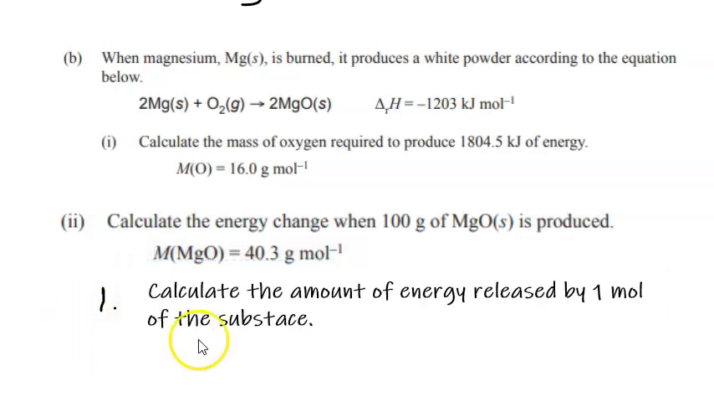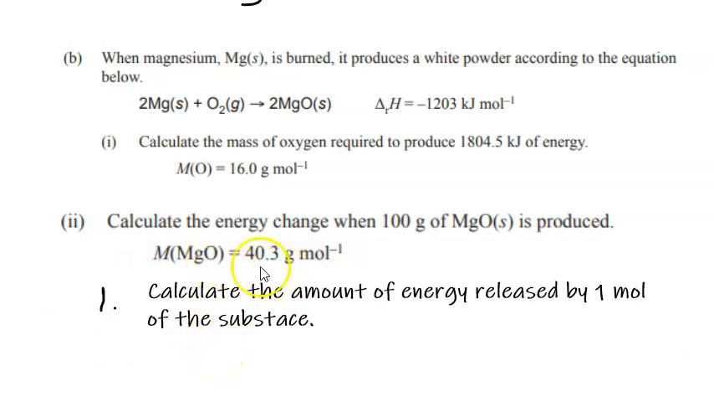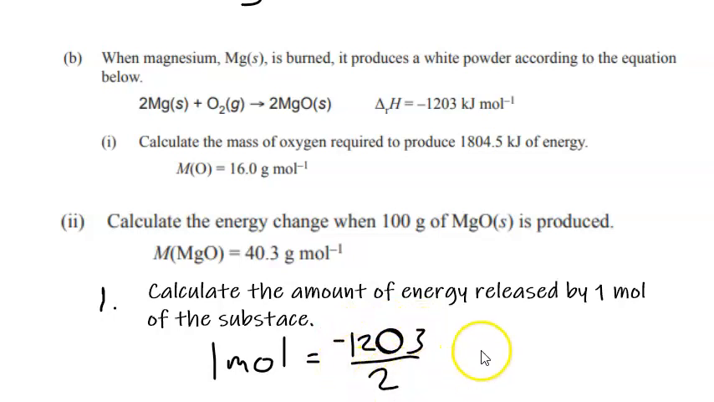Here we can see that 2 moles of magnesium oxide being produced releases 1,203 kilojoules. So we need to divide that by 2. So 1 mole releases negative 1,203 divided by 2, which gives us 601.5.